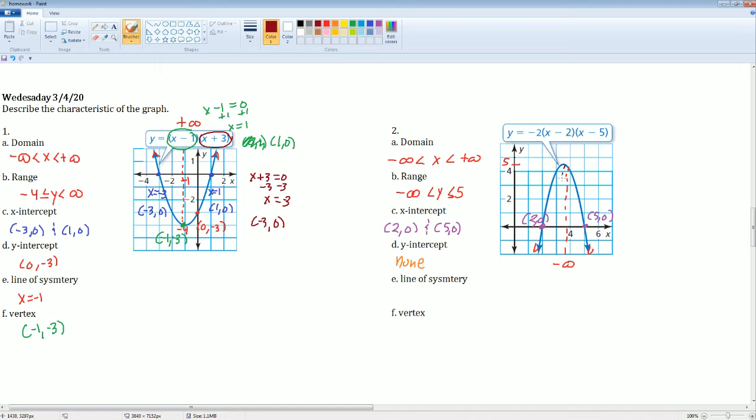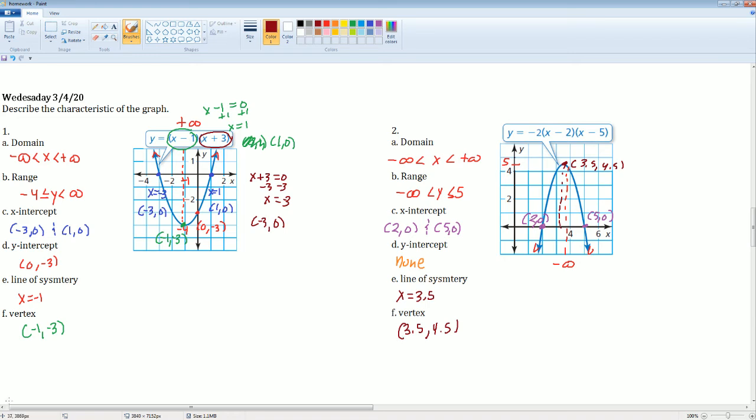The line right here is where it cuts it in half, so roughly around x equals 3.5. And the vertex is right here, around 3.5 and 4.5. So I could write it as 3.5, 4.5.